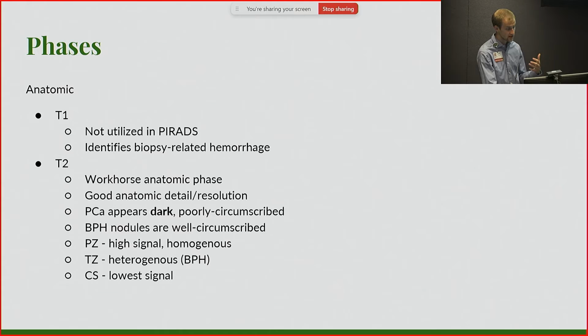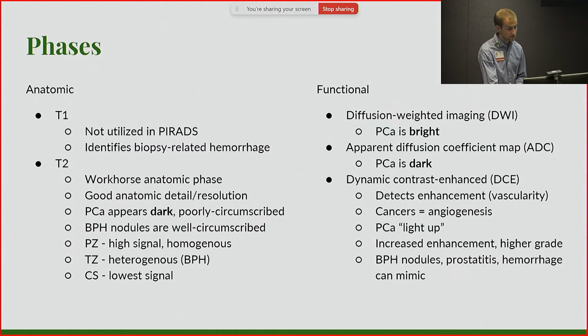In addition to the anatomic phases, there are a couple of very good functional phases. Those are the DWI, the diffusion weighted imaging, which usually shows prostate cancer as bright, and the apparent diffusion coefficient map, or the ADC, where prostate cancer is dark. I'm a pretty simple guy as far as remembering things. The way I initially remembered it is that if you rearrange ADC into DAC, it sort of looks like dark. So I say that means dark, and DWI has an I in it, and so does bright. Whatever mnemonic gets you through, I'll take it.